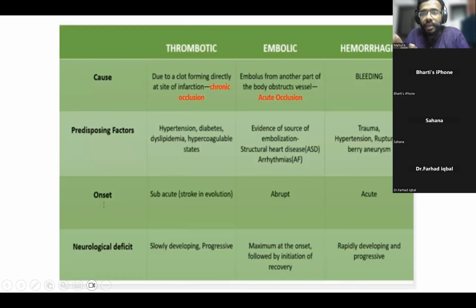So you can have multiple strokes coming one after the other with very little gap in between. That is typical of embolic.